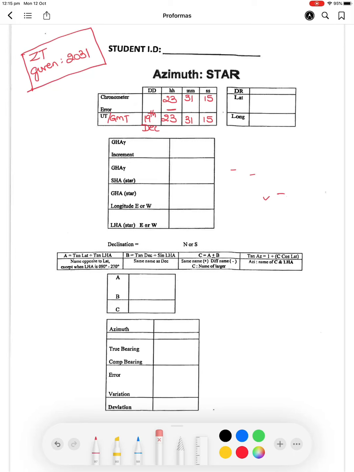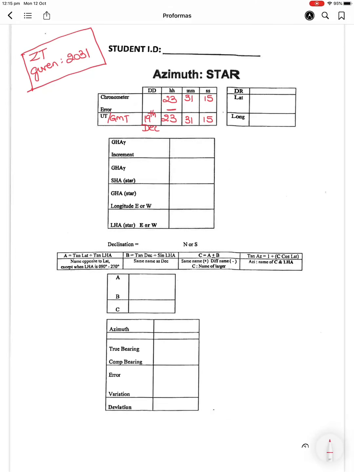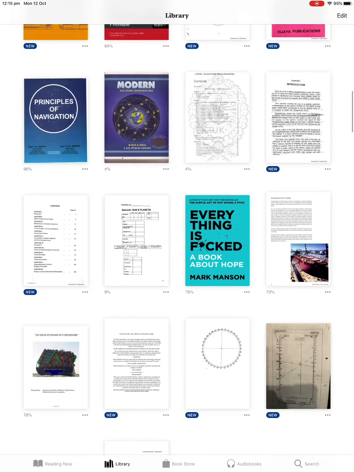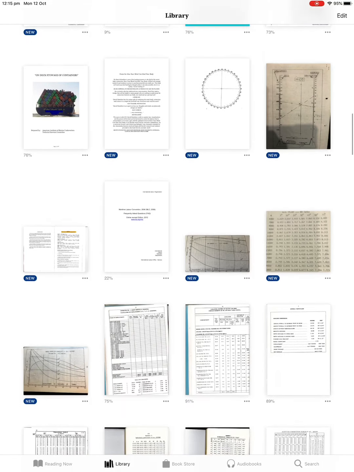So if I want, I can get rid of it or I can cross it. Because I'm working with an electronic document, I can just erase it. But if you're working on paper, just put a cross on it, because you have to work with the GMT time now for the rest of the question. Now we'll be using 19 December 23:31:15 and going into the nautical almanac. So if I go to the nautical almanac, I'll be getting a few values from there and I'll show you what values I get from there.